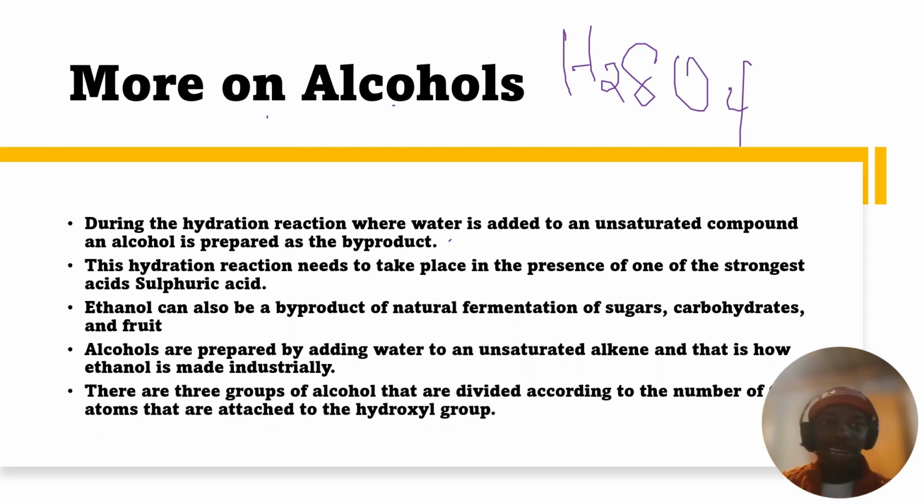It says there are three groups of alcohol that are divided according to the number of carbon atoms attached to the hydroxyl group. This is examinable because in an exam they will ask what type of alcohol this is. Is this a tertiary alcohol? Is this a primary alcohol? I'm going to show this in another slide.